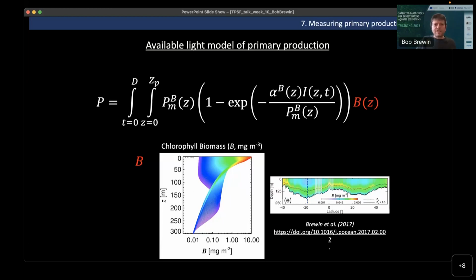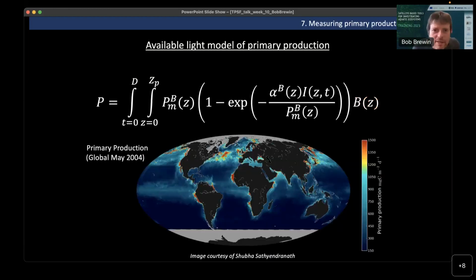Okay, so if we have all that information, then on a per pixel basis, we can begin to quantify global primary production. This is just an example of an estimate of primary production from May 2004. So what we can see here is we're going into the spring bloom period in the North Atlantic, and we see very much higher rates of primary production in the North Atlantic, where the day length has got quite long and where we have the phytoplankton spring bloom.